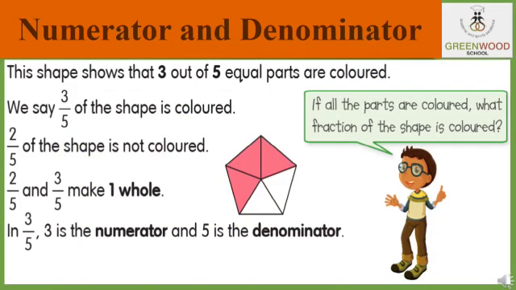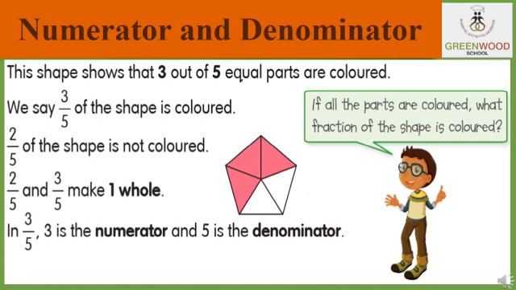Our next topic is numerator and denominator. Look at the shape given to you. It's a pentagon which is divided into 5 equal parts. Now how many parts out of 5 are colored? 1, 2, 3. This shape shows that 3 out of 5 equal parts are colored, or we can say that 3 by 5 of the shape is colored while 2 by 5 of the shape is not colored. Over here 2 by 5 and 3 by 5 make one whole.